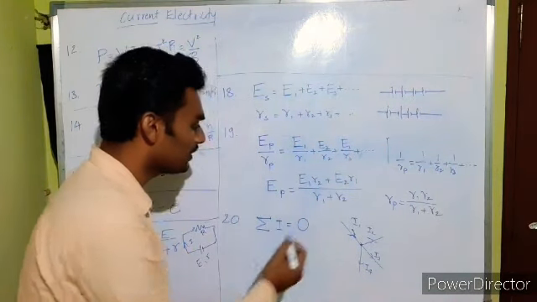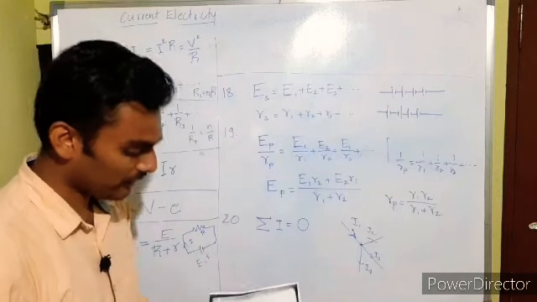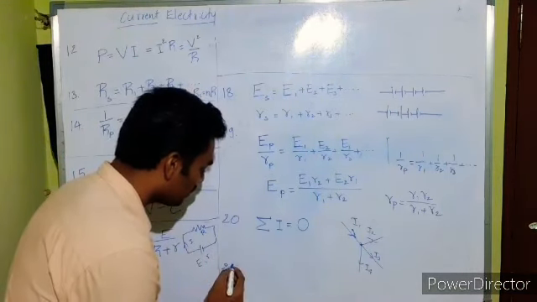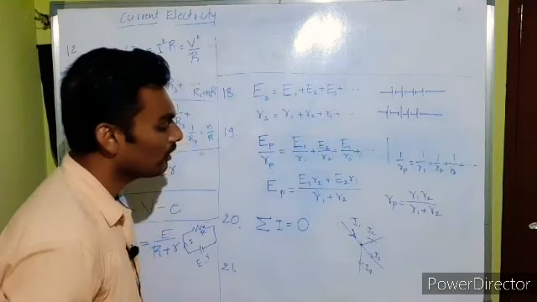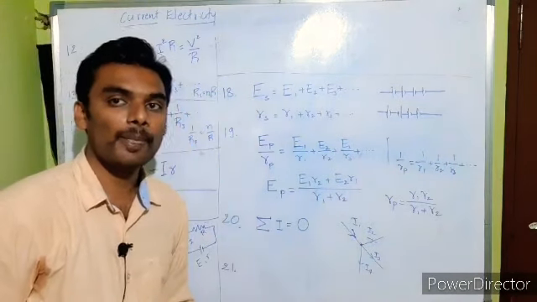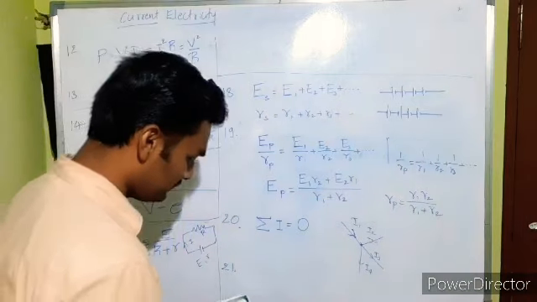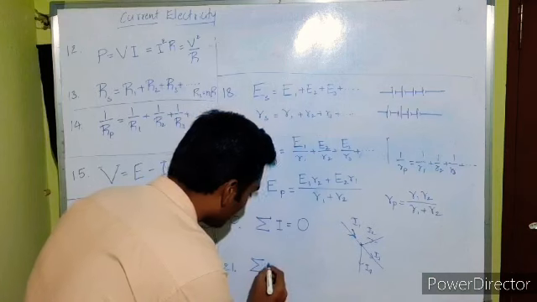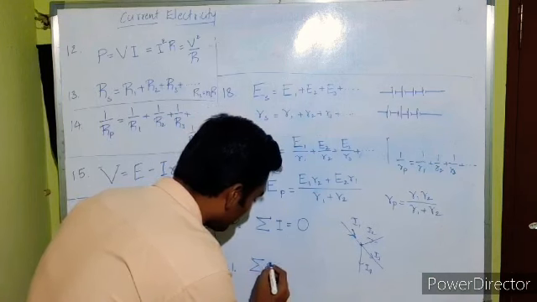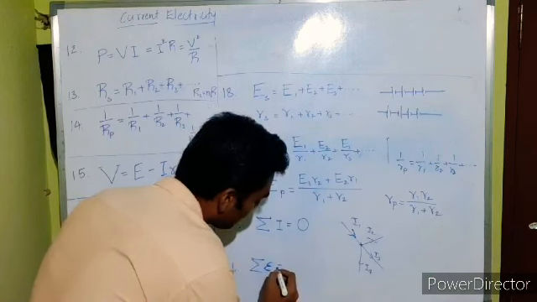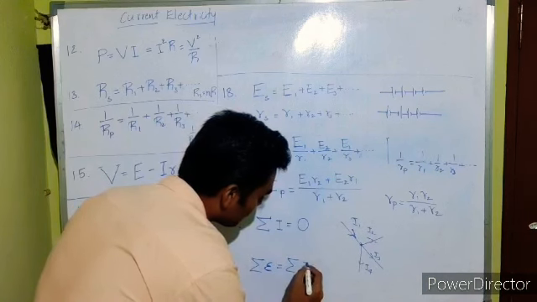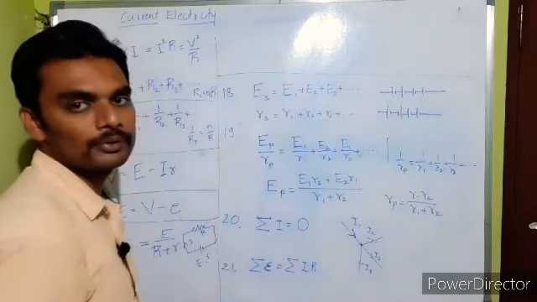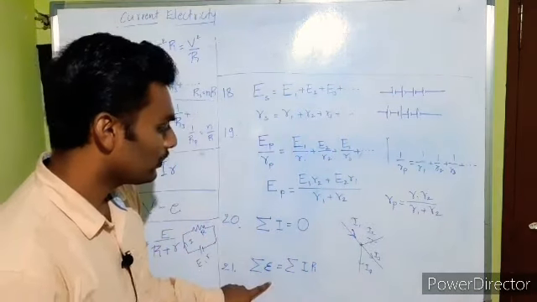Summation of all the currents is equal to 0. Next is about Kirchhoff loop rule, or Kirchhoff's second law, or Kirchhoff's voltage law. The expression is summation of EMFs is equal to summation of current and the resistances in the loop. Again, you have to follow the rules.